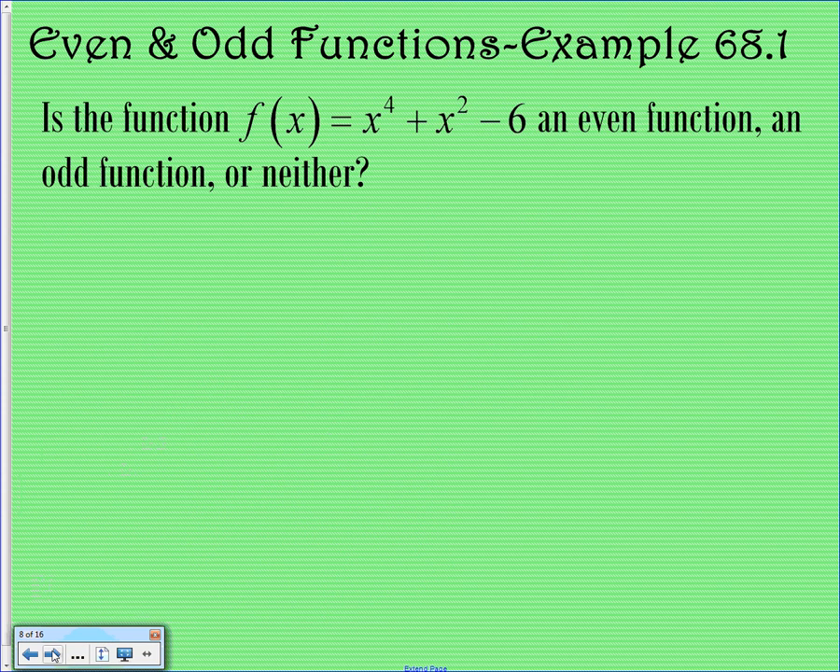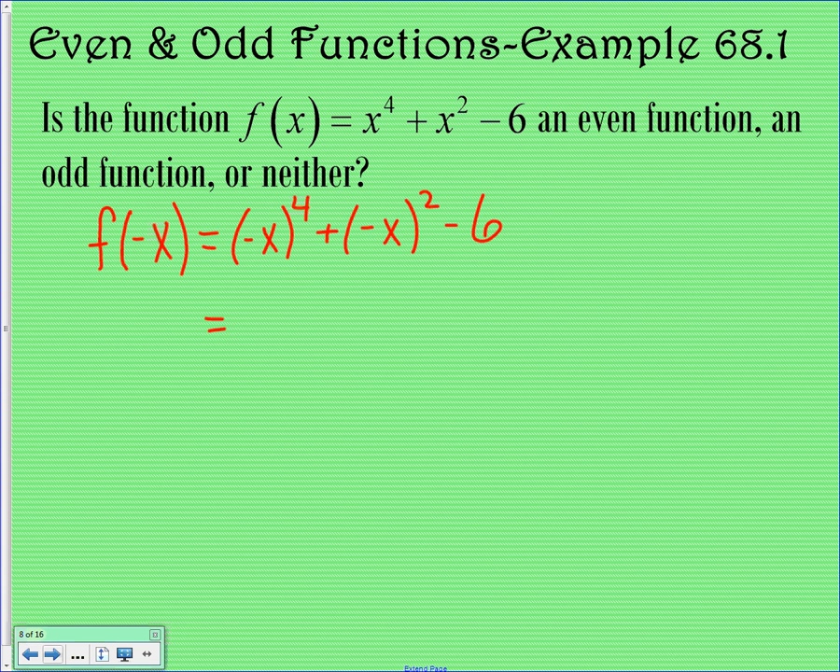All right, so let's look at this example. Is the function an even function, an odd function, or neither? So those are your three options. The way that you do that, you're going to look at f of negative x. So everywhere you have an x, you're going to replace it with a negative x. So negative x to the fourth plus negative x squared, and then minus 6. Well, negative x to the fourth is just x to the fourth. Negative x squared is x squared, and then we didn't do anything to the minus 6.